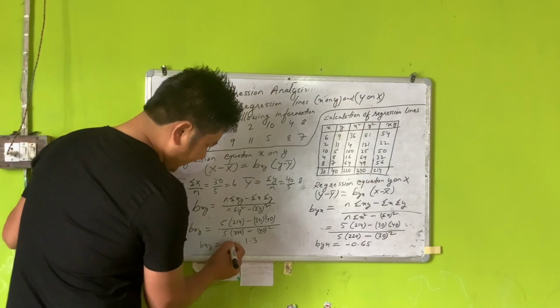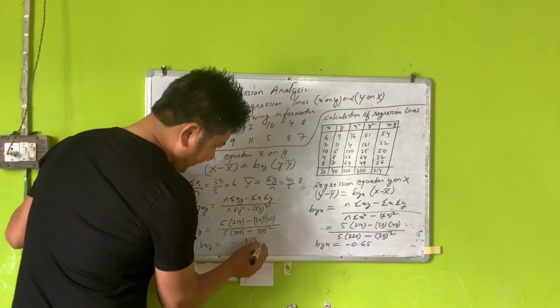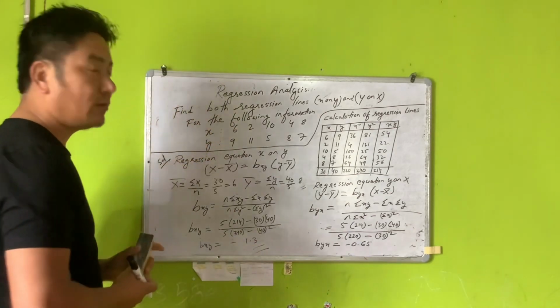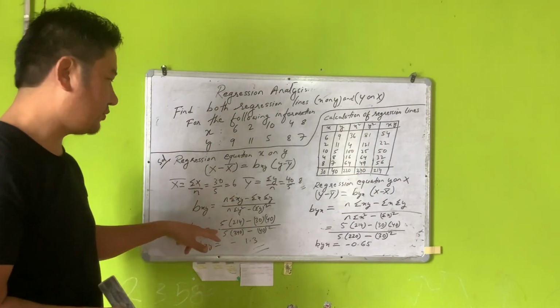bxy is equal to minus 1.3. Minus 1.3 is your bxy. You can do this one at home.